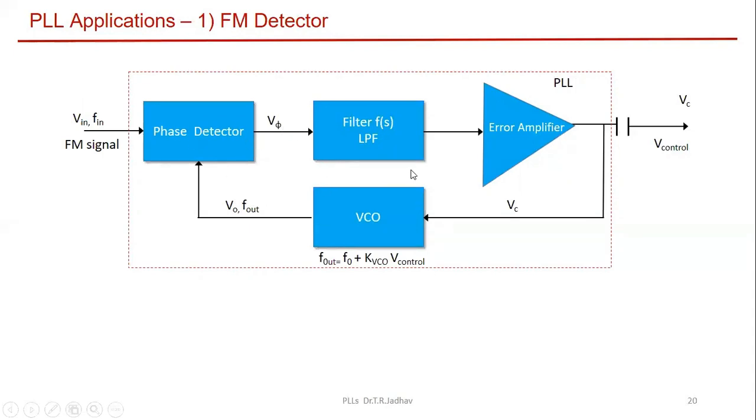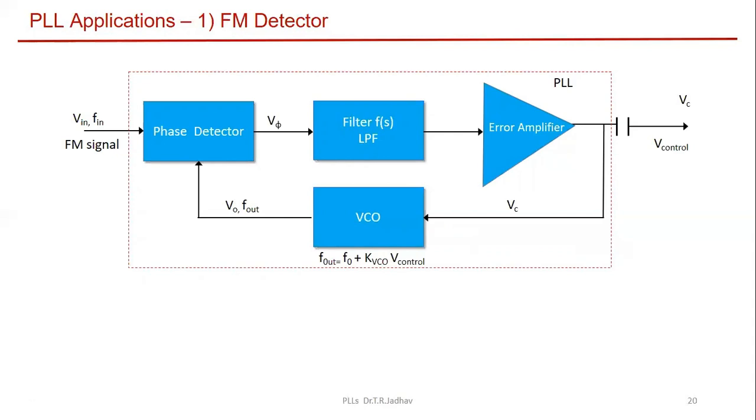So in PLL, if we give the input as FM signal and lock the PLL on FM signal, what is locking the PLL on FM signal? Locking the PLL on FM signal means PLL will track the changes in the FM. So if we lock the PLL on FM signal, the demodulated output of PLL is always going to be detected output for the FM.